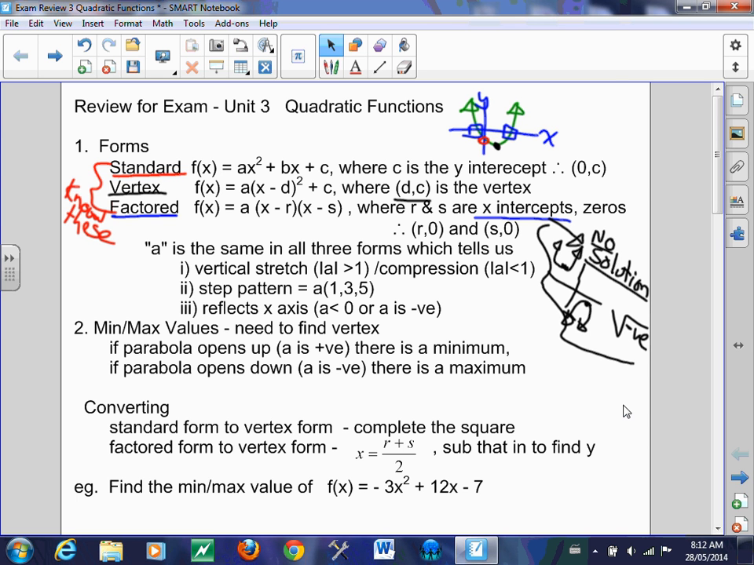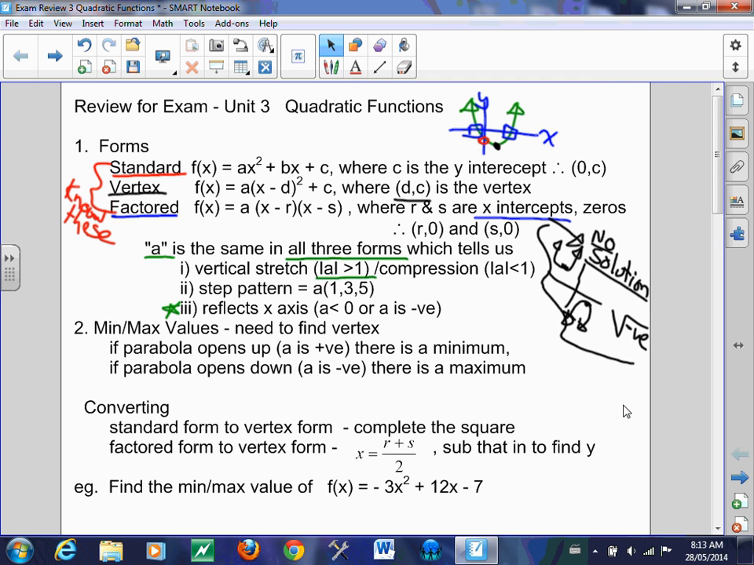Just remember, folks, a appears in all 3 forms. If it's not given a specific number, remember it's 1, because if a was 0, it would not exist, which means there'd be no step pattern, which means you wouldn't even have a quadratic relation. So it needs to have that step pattern. And a is the same in all 3 forms, which tells us the vertical stretch. If a is greater than 1, it is a stretch, and it's a compression if a is between 0 and 1. I put the absolute value of a down because the sign of a, negative or positive, will tell you if it reflects over the x-axis, which is the third part.